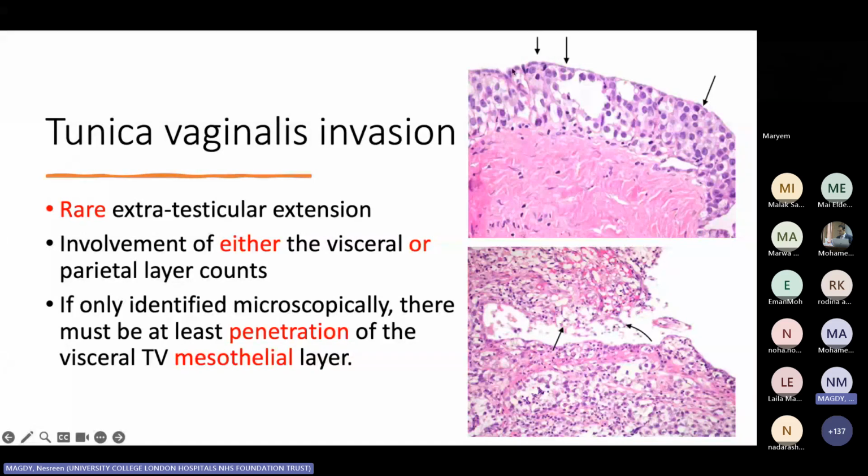So in the upper picture, we can see that the mesothelial cell layer is still intact, so this does not count as tunica vaginalis invasion. And in the lower one, there's disruption of this mesothelial cell layer, so this counts as tunica vaginalis invasion.